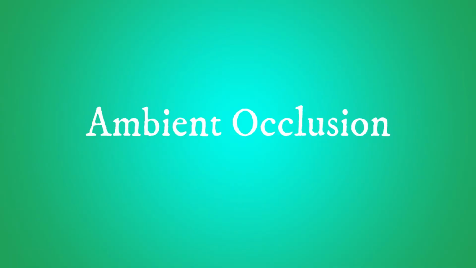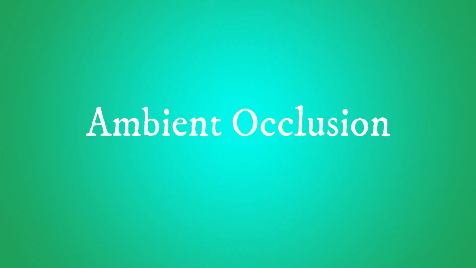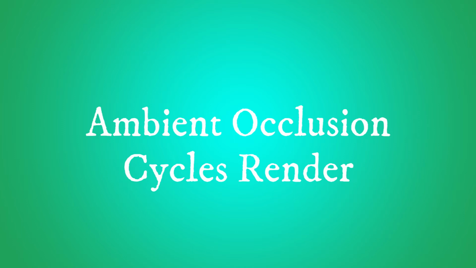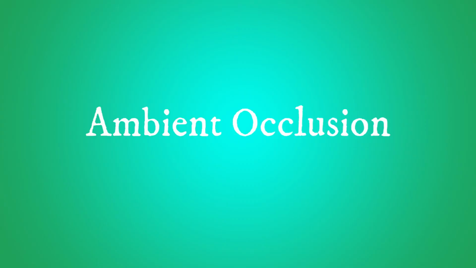Next, we'll look at the Ambient Occlusion. Ambient Occlusion is the rendering technique used to calculate how exposed each point of a scene is to ambient lighting. Firstly, we'll look at the Cycles render. This took 15 minutes. The lighting in a Cycles render is based on the distance between the surfaces in a 3D space. Next, let's look at the Eevee render.